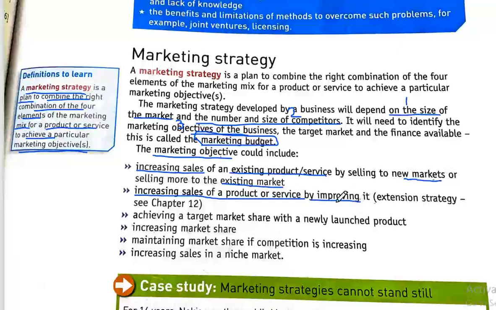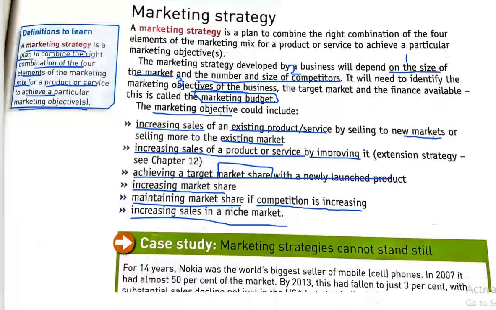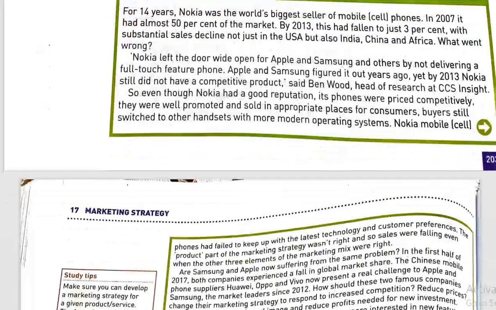I'm increasing the sales of a product after I improved it, after I made adjustments to the product. Achieving a target market share with a newly launched product. So I want to achieve a higher market share, or I want to achieve a targeted market share specifically from a new product. Increase market share, or maintain the same market share if there are any competitors, and increase sales in niche markets. So basically we're focusing on the increase of sales of the product and services of the business, whether it's an existing product or a new product.